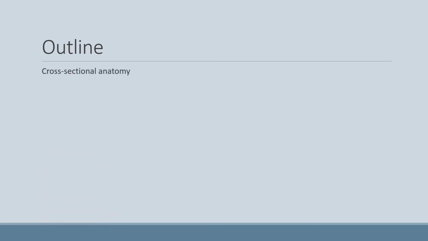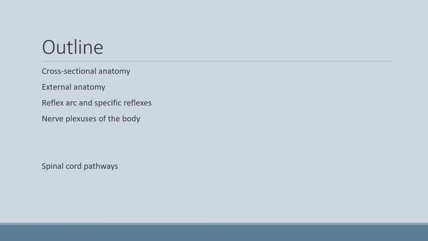We will talk about cross-sectional anatomy of the spinal cord, followed by the external anatomy of the spinal cord. Then we will talk about the reflex arc and discuss specific reflexes. We will talk about nerve plexuses of the body. We will talk about spinal cord pathways.